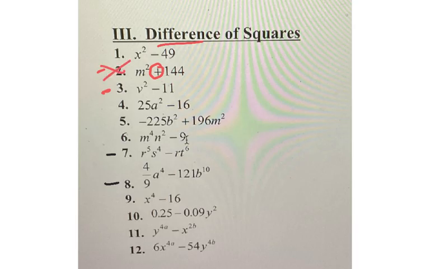So that one's not factorable. All I want you to write is prime. Number 3 is a difference. That's good. Theta to the second is a perfect square, but 11 is not. So because that's not a perfect square, I can't factor it. So it's also prime.